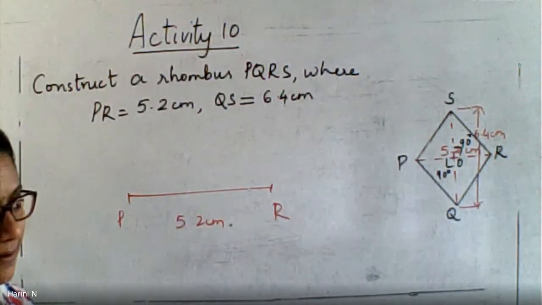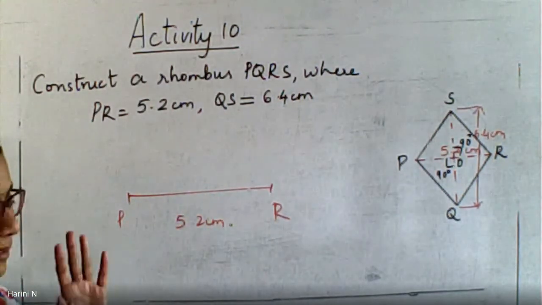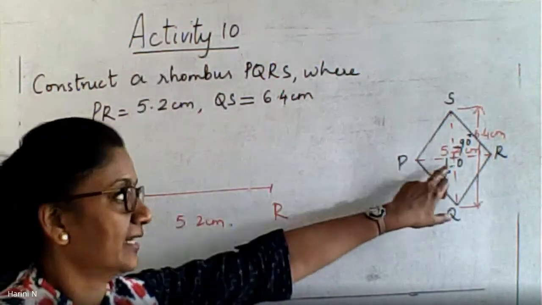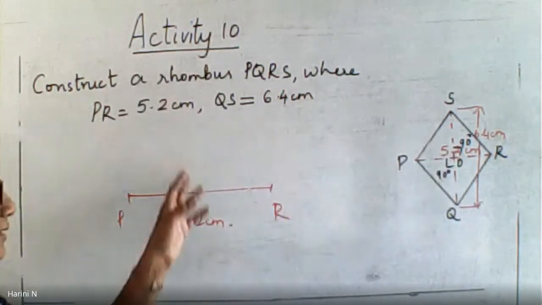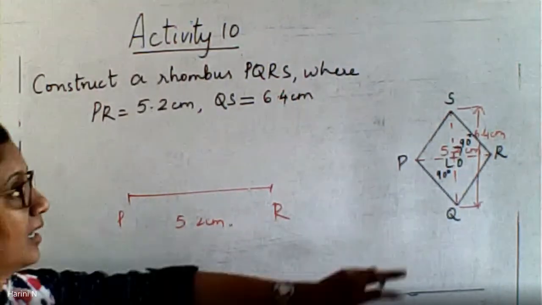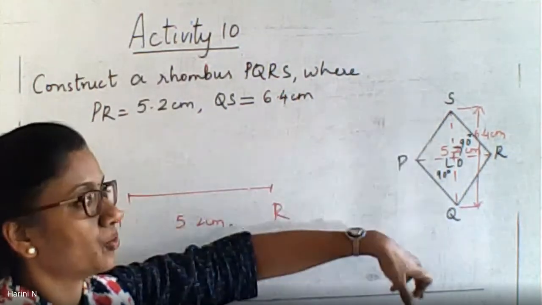Then, what will I do after that? The perpendicular bisector gives us point O. This is the point of intersection. That means PO and OR are equal. How will I get this SQ?